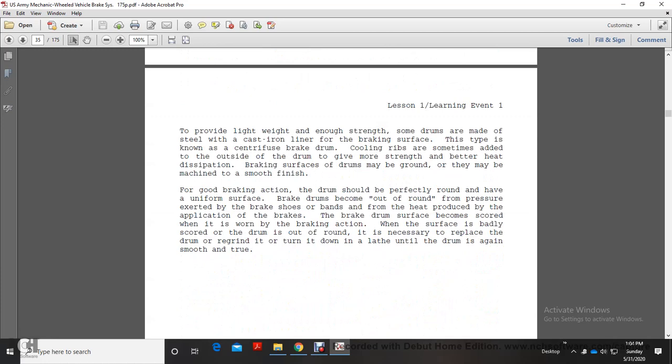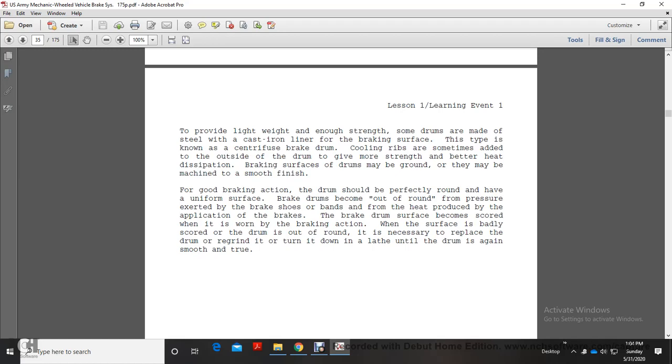To provide lightweight with enough strength, some of the drums are made of steel with a cast iron lining for the braking surface, the type of drum with a centrally fused brake drum. Cooling ribs are sometimes added to the outside of the drum to give more strength and better heat dissipation. Brake surfaces of the drum may be ground. They may be machined to a smooth finish.